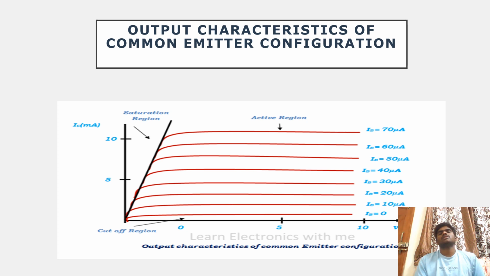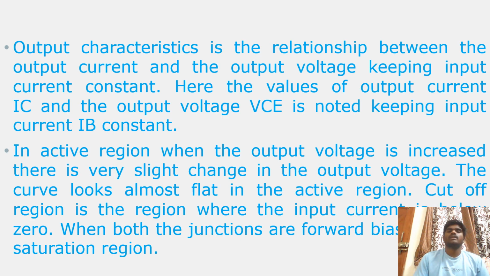So these are the output characteristics of a common emitter configuration. The output characteristics are the relationship between the output current and the output voltage, keeping the input current constant. Here the values of output current IC and the output voltage VCE are noted, keeping the input current IB constant.